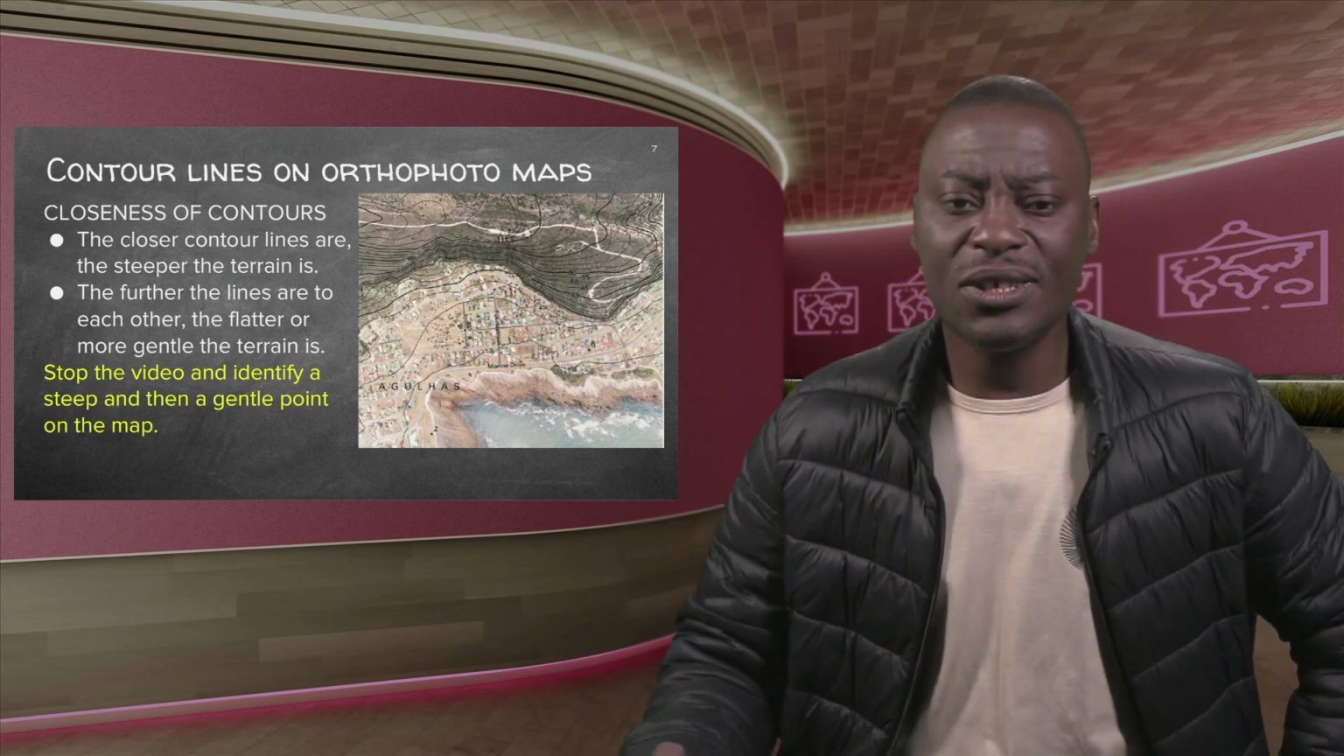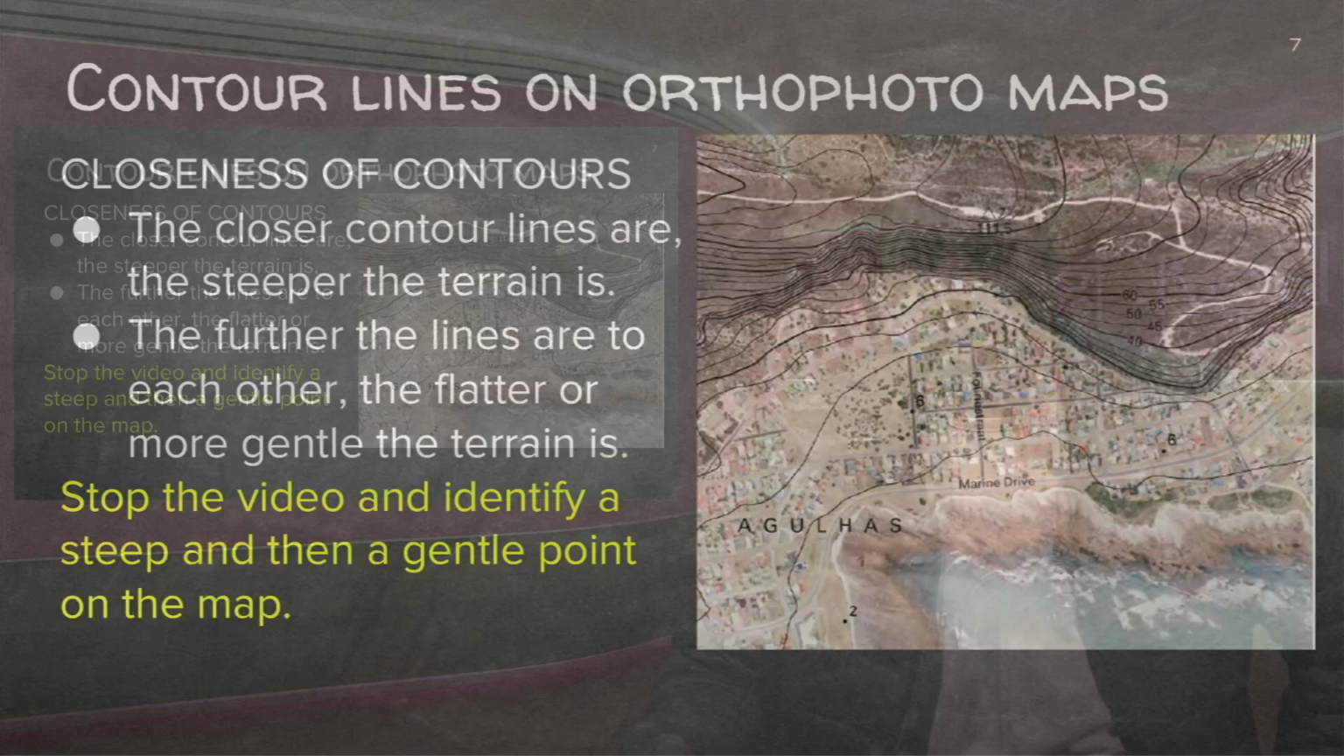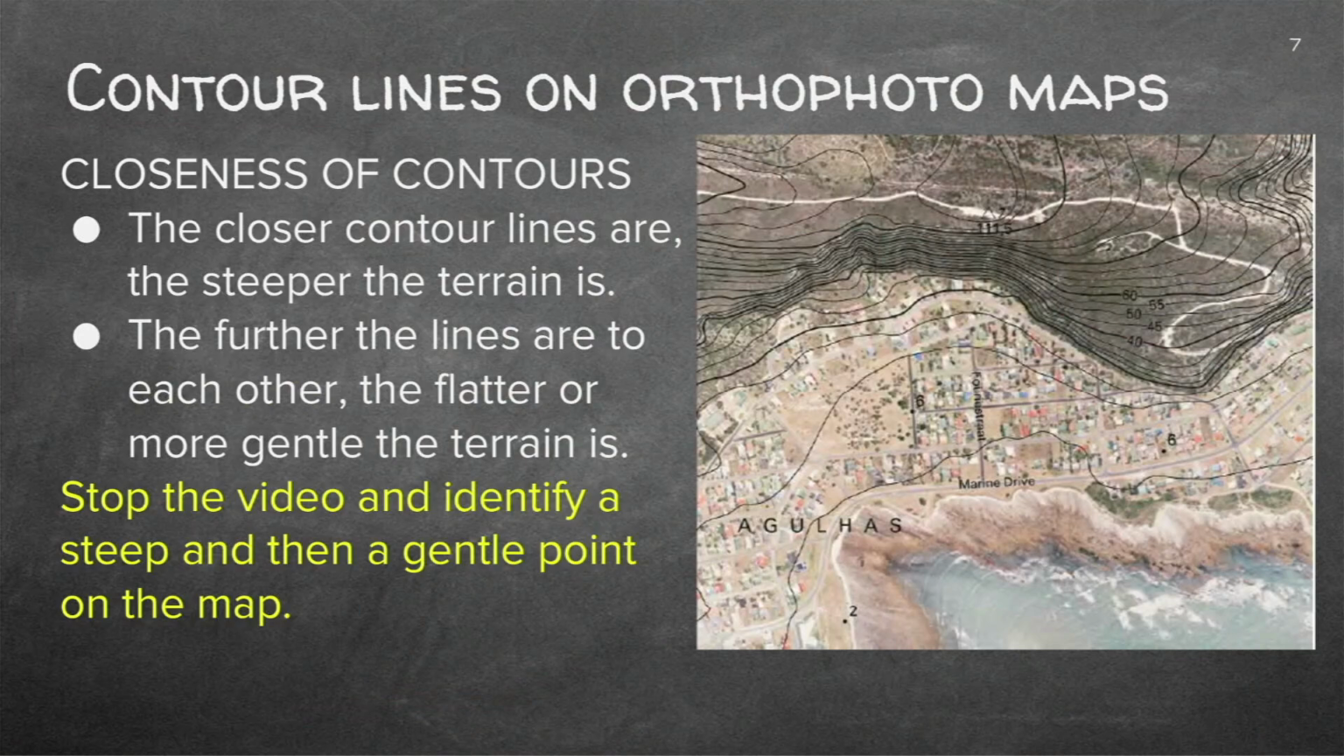So the next thing to talk about is the closeness of contour lines. Take note of this, that this gives you an indication of what the relief of the place covered by the orthophoto map is like, okay. So looking at the contour lines here, or let's start here. Look at these contour lines and compare the closeness of those contour lines to the closeness of the contour lines around this point here.